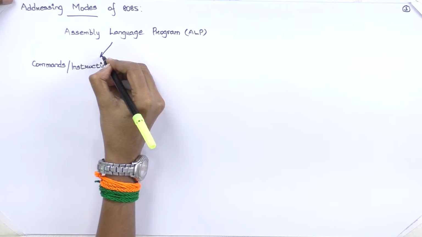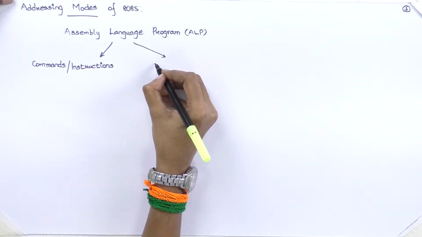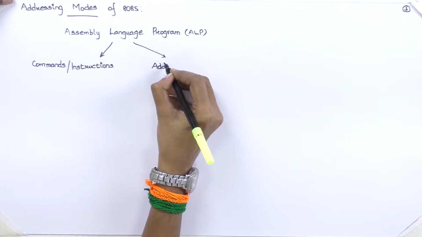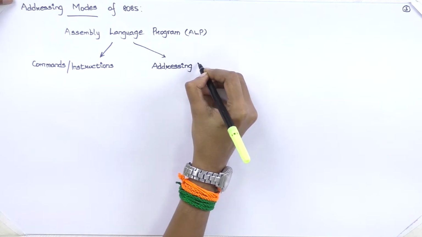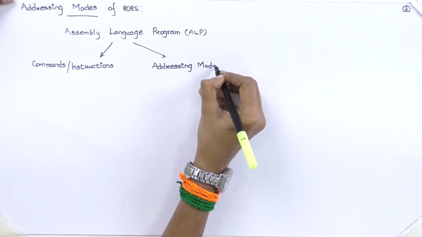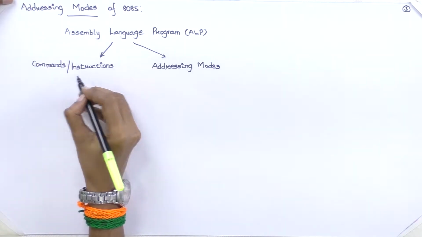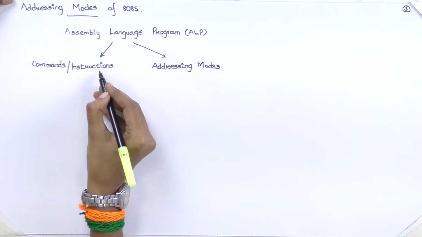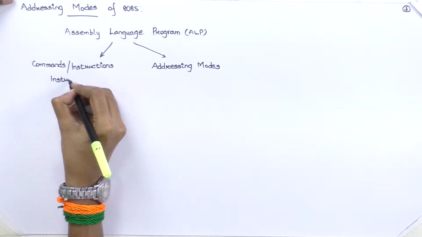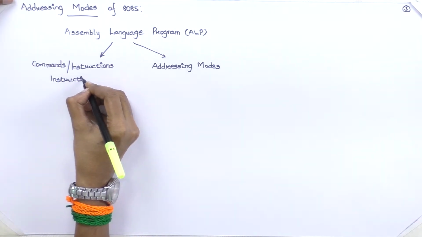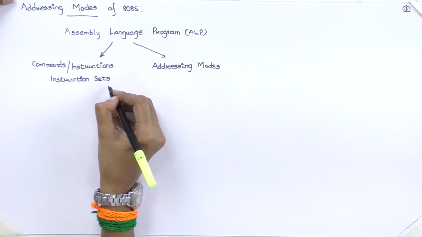The way we represent the operands is known as addressing modes. The instructions are nothing but the codes or commands that we use to write the program. Here we call them instruction sets. Shortly we will see in detail about these instruction sets.